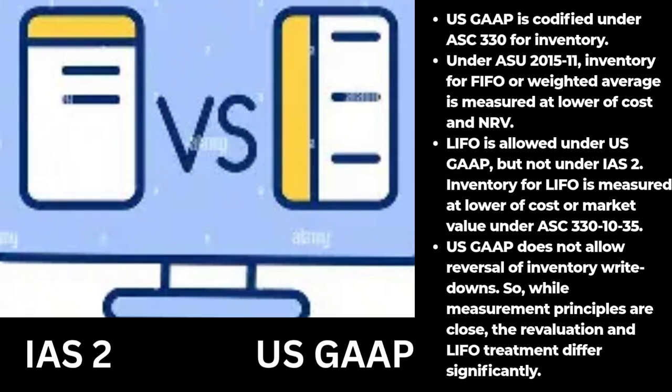US GAAP does not allow reversal of inventory write-downs. So, while measurement principles are close, the revaluation and LIFO treatment differ significantly.